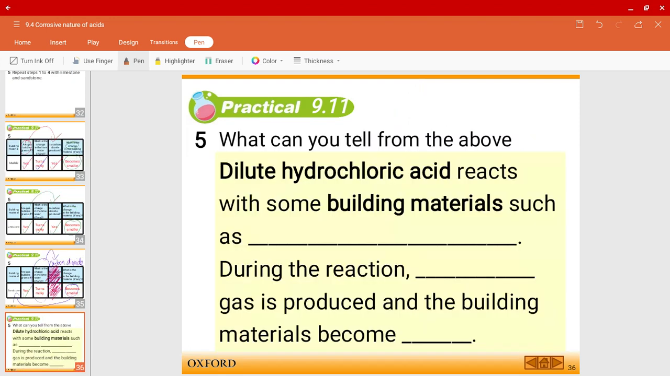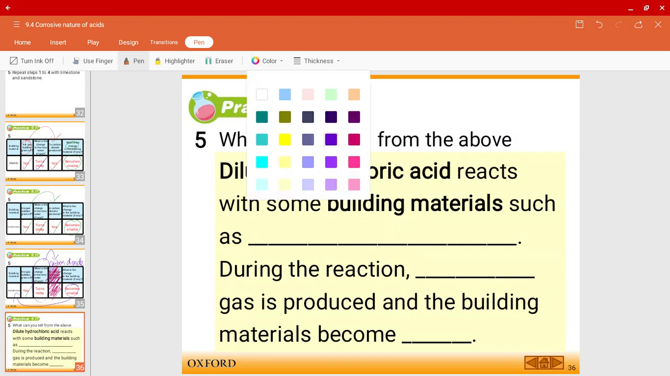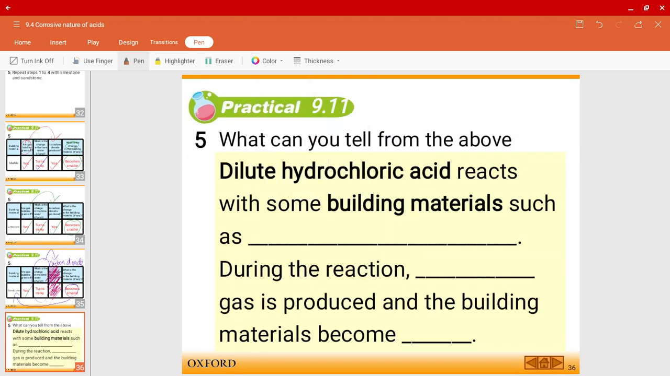Let's conclude. Dilute hydrochloric acid reacts with some building materials such as marble, limestone, and sandstone.